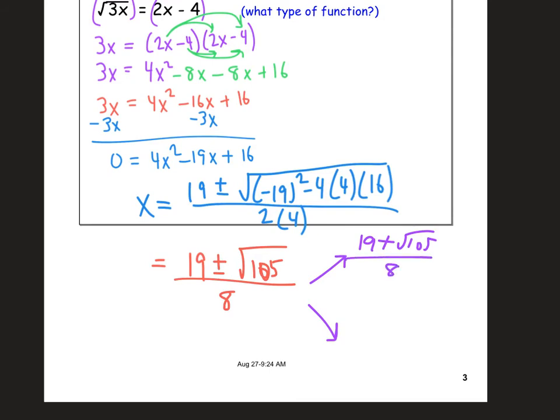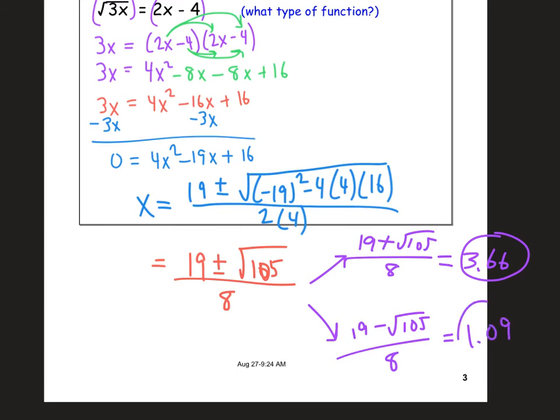So 19 plus the square root of 105 is 29 point something. When I divide by 8, I'm getting around 3.66. Okay, so there's one approximate answer. And then finally, when I do 19 minus the square root of 105 all over 8, I am getting, divide by 8, around 1.09. Okay, so there's our answers.